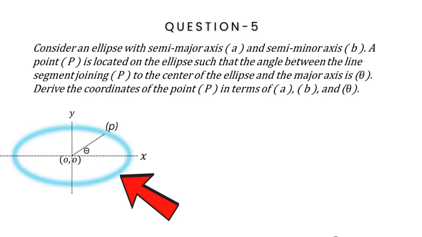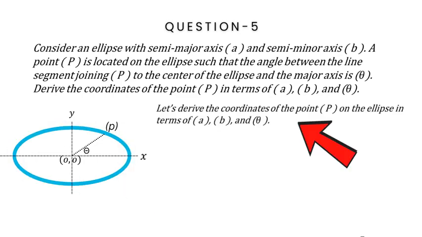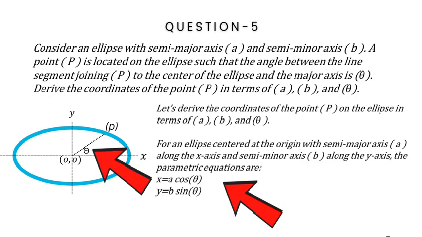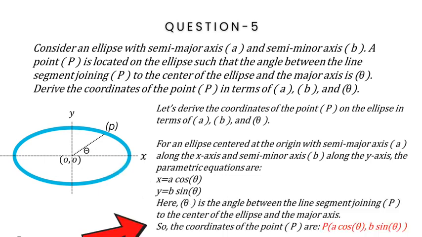Let us derive the coordinates of the point P on the ellipse in terms of A, B and theta. For an ellipse centered at the origin with semi-major axis A along the x-axis and semi-minor axis B along the y-axis, the parametric equations are x equals A cos theta, y equals B sin theta. Here theta is the angle between the line segment joining P to the center of the ellipse and the major axis. Therefore, the coordinates of the point P are A cos theta and B sin theta.